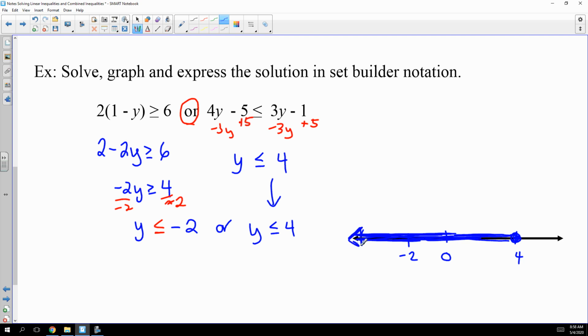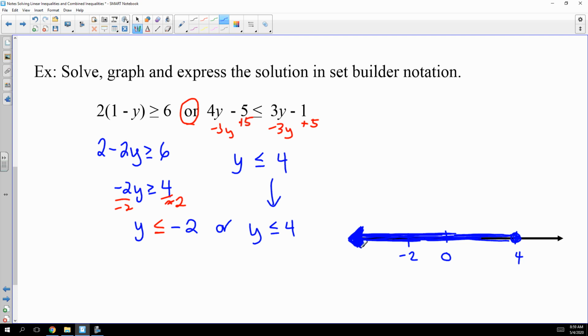Because if we're picking a number and we want to pick a number that's less than or equal to -2 or less than or equal to 4, we could pick -5, we could pick -4, we could pick -17, of course. But we could also pick 0. 0 is less than 4, even if it's not less than or equal to -2. And 3 is less than 4, and 2 is less than 4.